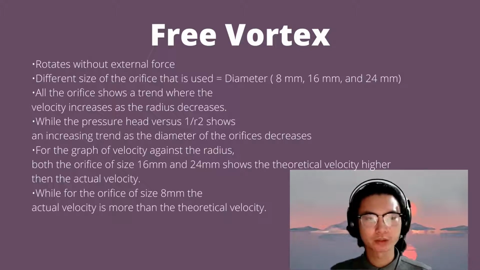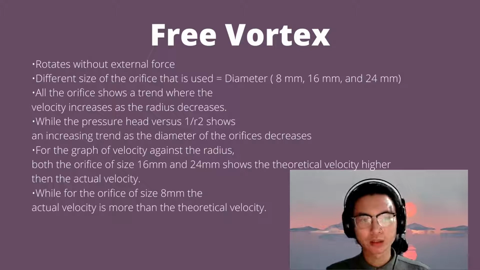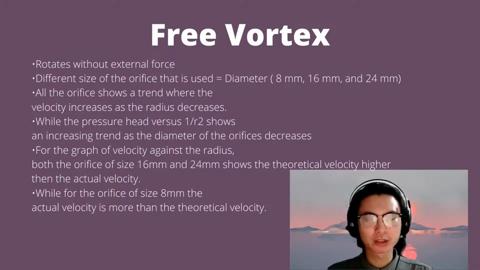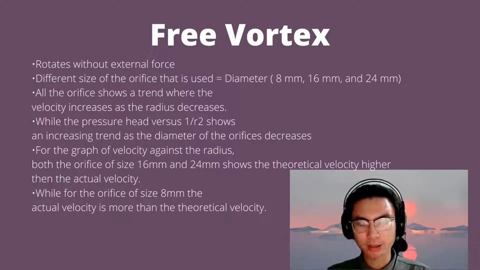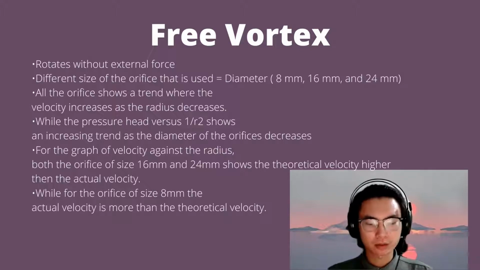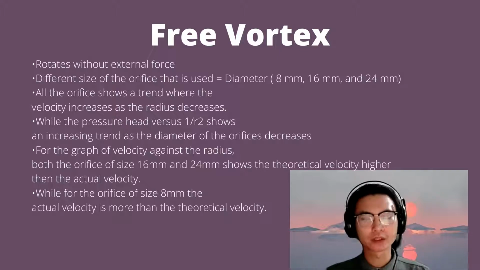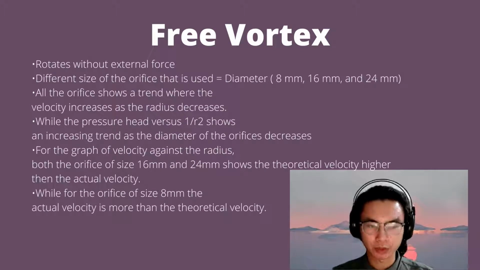So the first one is free vortex. Free vortex, as we know, rotates without external force. In this experiment, different sizes of orifice were used, and ours are 8 millimeter, 16 millimeter, and 24 millimeter in diameter. Based on the result, all the orifices show a trend where the velocity increases as the radius decreases, while the pressure head versus 1 over r square shows an increasing trend as the diameter of the orifice decreases.